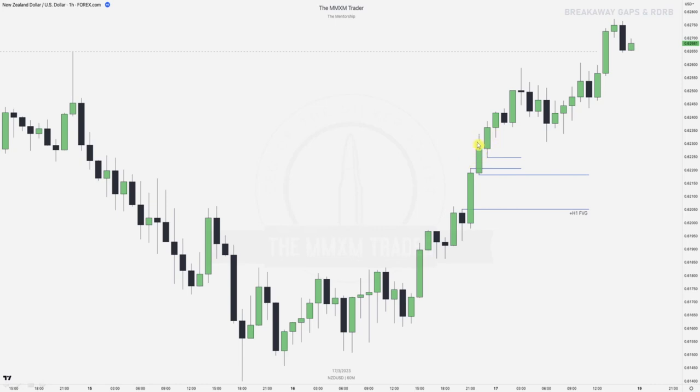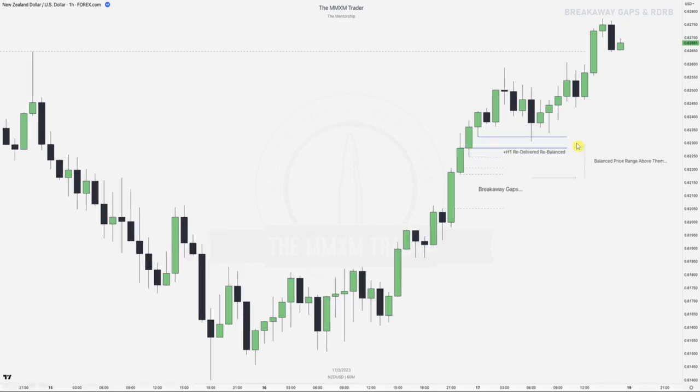What is happening over here? Up, down, and then once again up. So we have a balanced price range here, and you can see the wick comes into this BPR over here in this redelivered, rebalanced PD array. Put your eye on here. Outline those with the redelivered, rebalanced lines, with the closing price of this bullish candle and the low of the wick from this candle. And then we have this array leaving all these breakaway gaps.